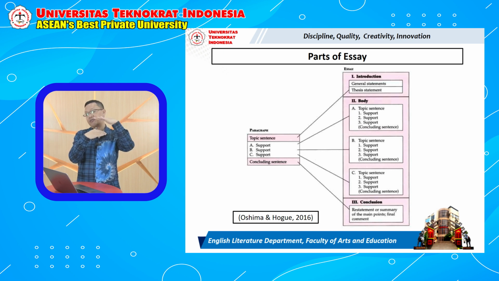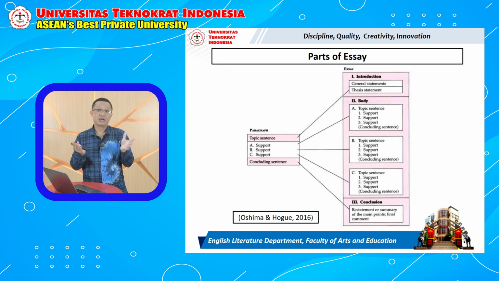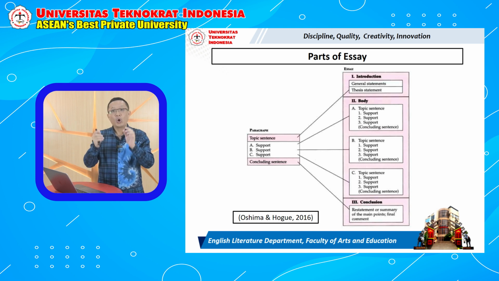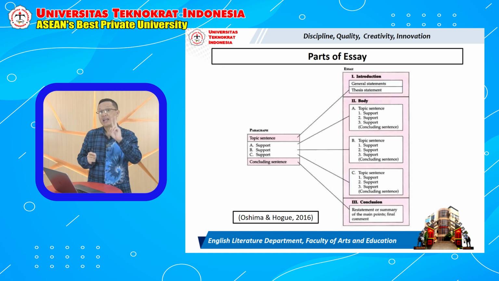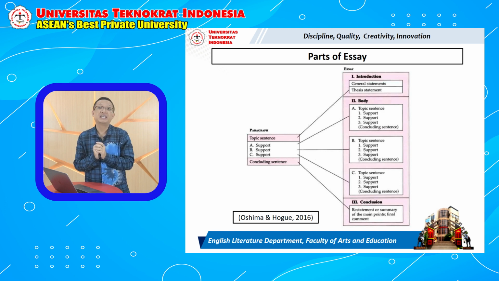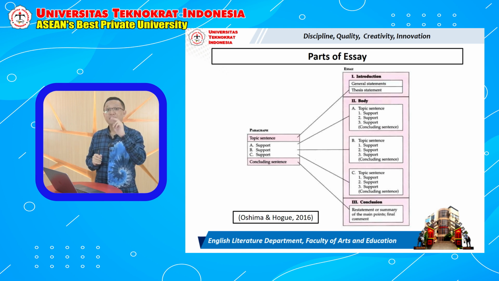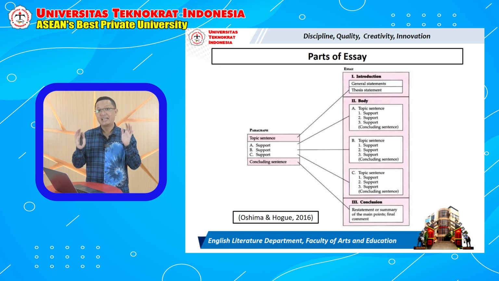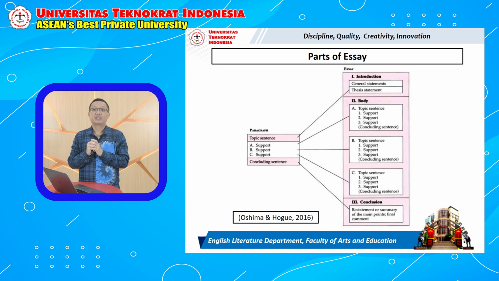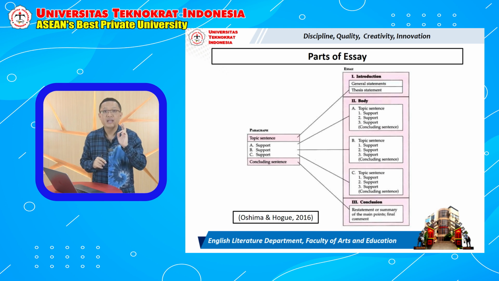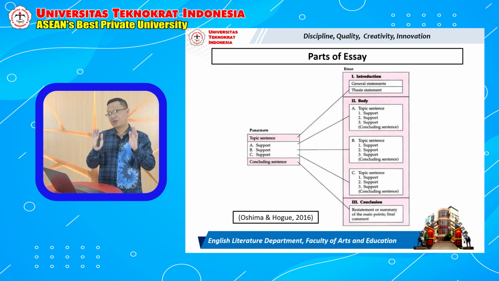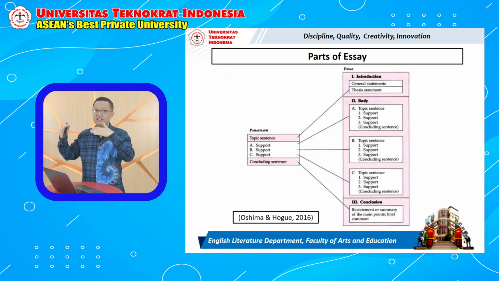The first paragraph of an essay you call the introduction. What should be written in the introduction? There are 2 things that you have to write in the introduction. First, what we call general statements. So you have to put general statements in your first paragraph of the essay. And number 2 is the thesis statement. So you must have these 2 things. First is general statements, and number 2 is thesis statement. Okay, so I hope you understand until this stage.